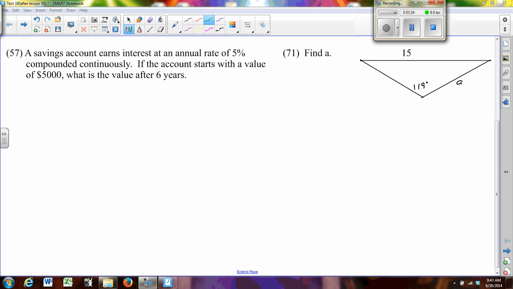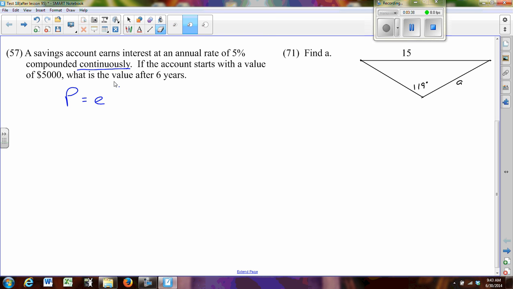The next problem comes from lesson 57. A savings account earns an interest rate of 5% compounded continuously. The continuously is the key part. This tells me I have to use the PERT formula: principal times e to the rate times time.